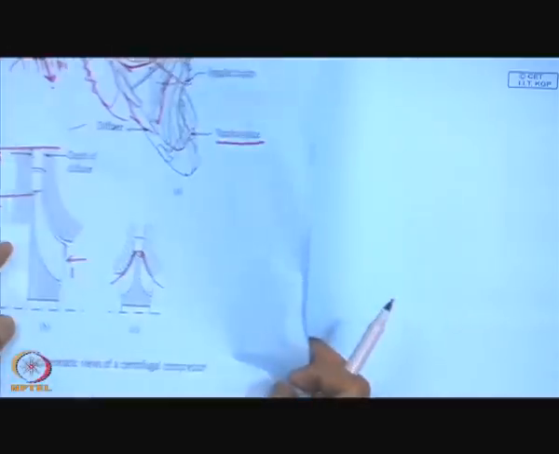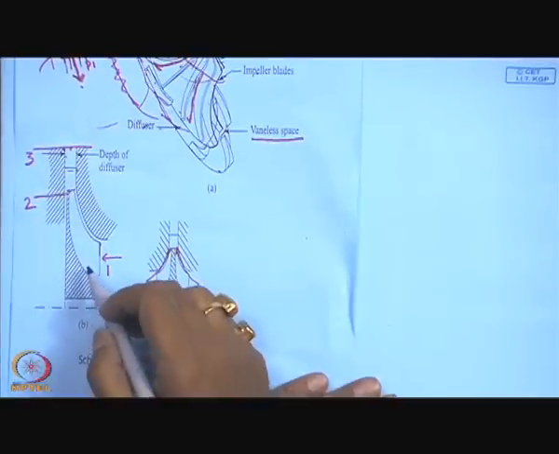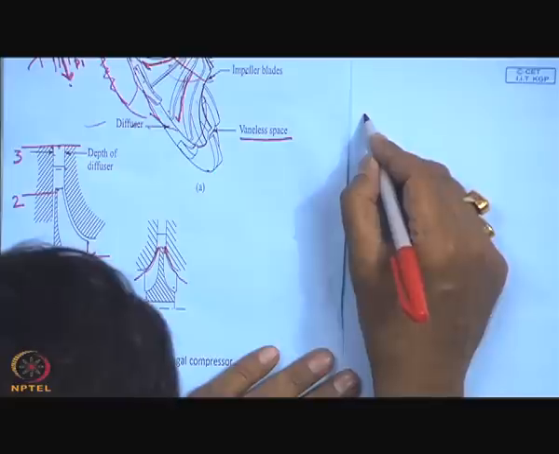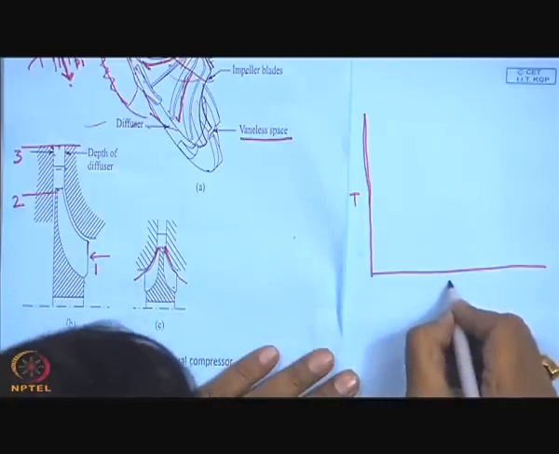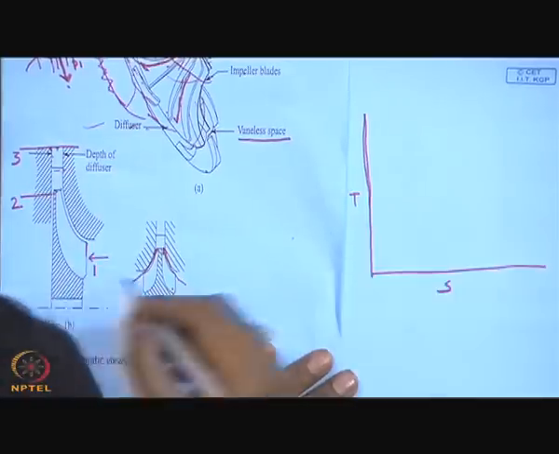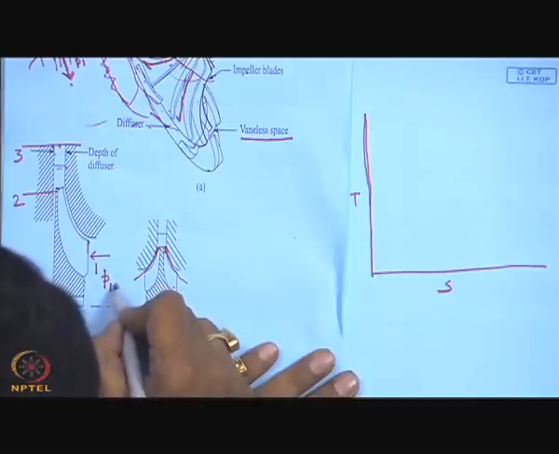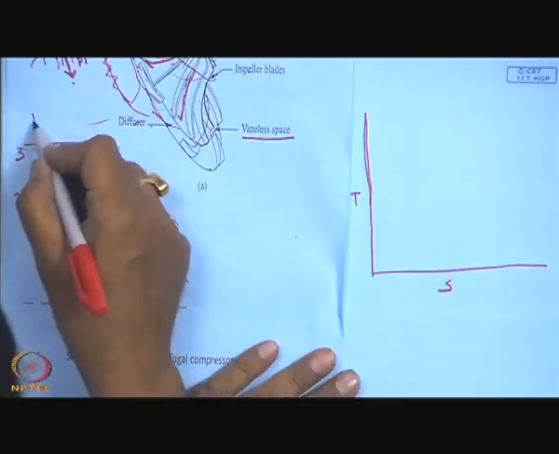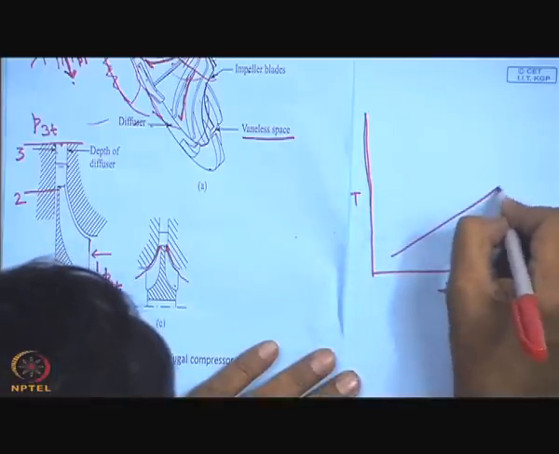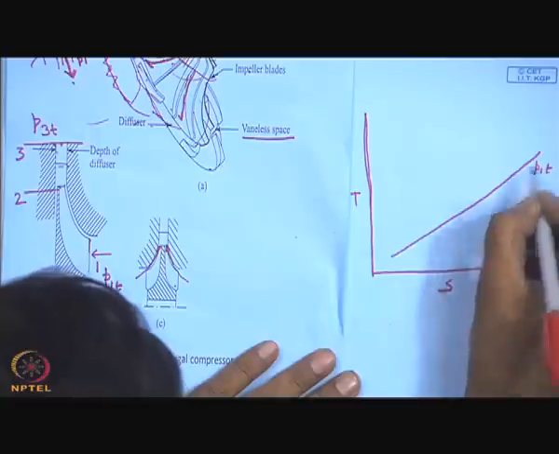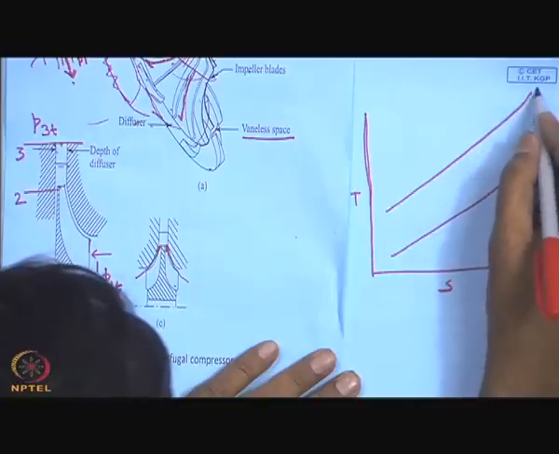Now, with this 1, 2, 3, can you see this? Yes. Then we can draw, in thermodynamics, the TS diagram. Let us consider that the total pressure here is P1T, and at the end the total pressure is P3T, and we show these things like this. P1T, and these are diverging lines, P2T.